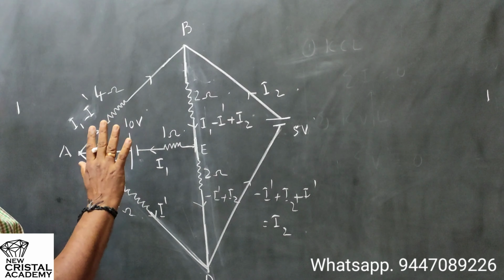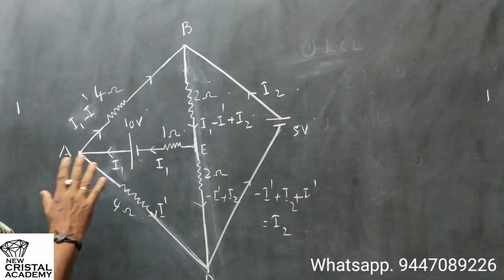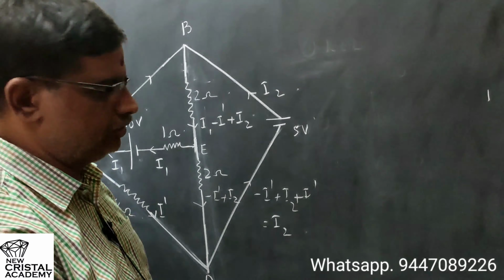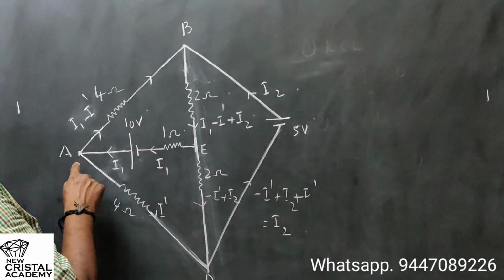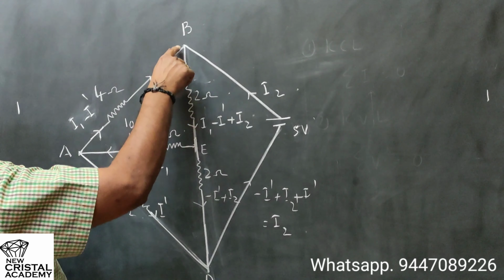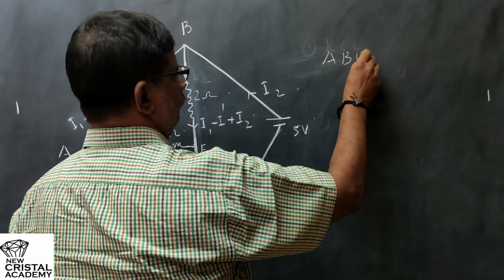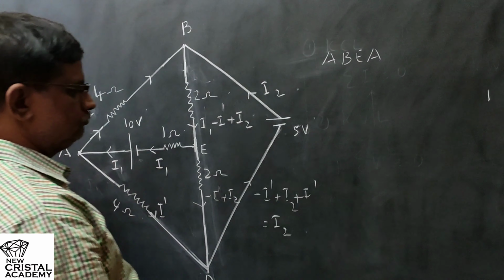So we have written down the current flowing through each and every branch. Now let us apply the voltage law, Kirchhoff's voltage law. We will first look at the loop ABEA. So let us write Kirchhoff's voltage law for the loop ABEA.